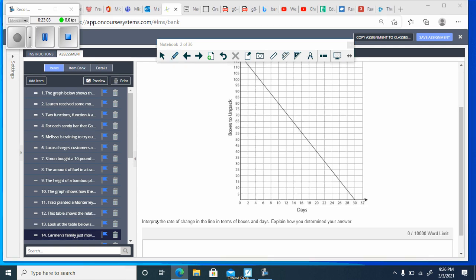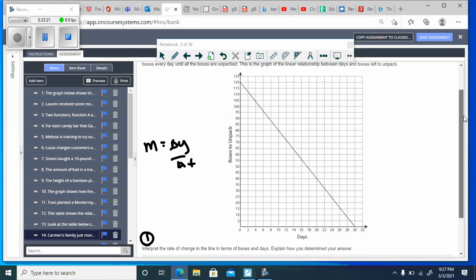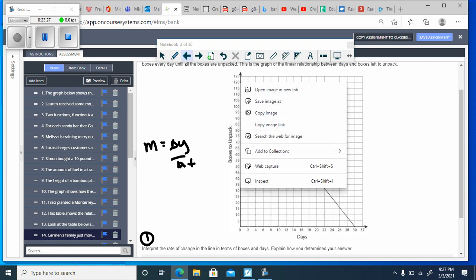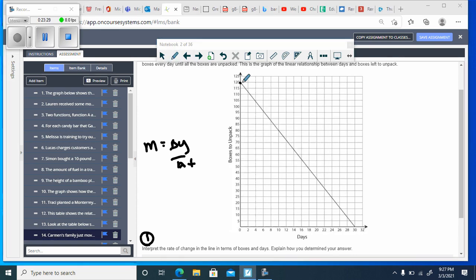Okay, so we need the rate of change on this one. That's our m, our rise over our run, our slope, our change in y over change in x. What we're going to do is find 2 points that are on grid lines. Okay, let's see. Here's one. You can see 120 is perfectly on a place where the grid lines meet. Now let's find another one that's easily on where 2 grid lines meet. Here's one right here. Now our change in y would be this side here.